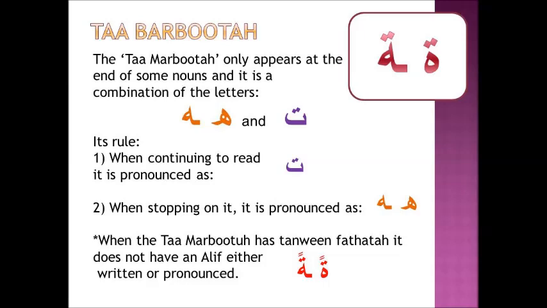Marbootah. The marbootah only appears at the end of some nouns, and it is a combination of the letters Ta and Ha. Its rule: when continuing to read, it is pronounced as a Ta, and when stopping on it, it is pronounced as a Ha. When the marbootah has Tanween Fathah, it does not have an Alif, either written or pronounced.